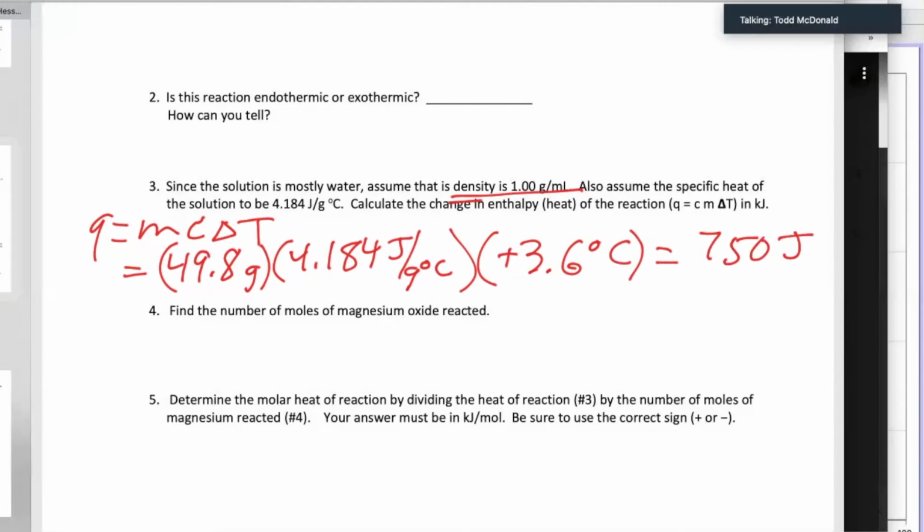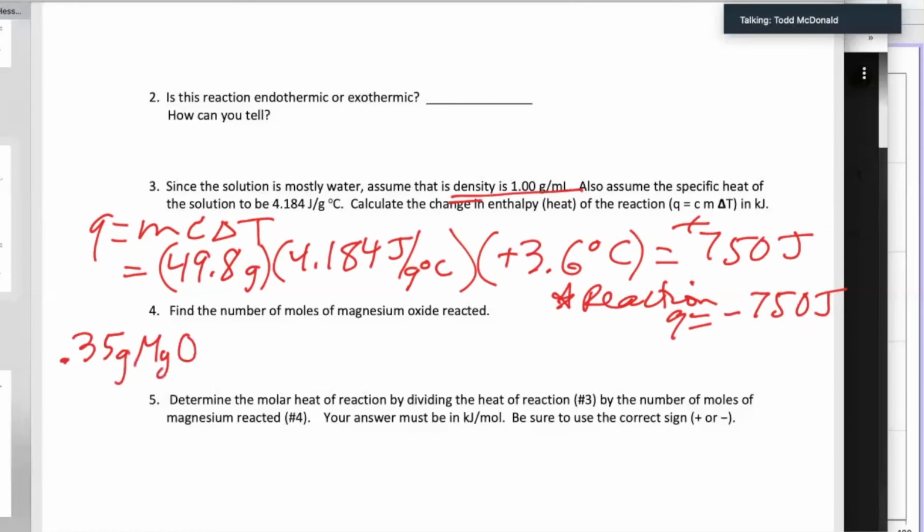However, from the perspective of the reaction, it's actually Q equals negative 750 joules, right? Because the water, or solution, was absorbing energy, so that is positive for the water. But from the perspective of the reaction, it's actually negative 750 joules, okay? All right, then the next step of the process, we're going to take our 0.35 grams of MgO and convert that to moles. So get rid of grams of MgO, go to moles of MgO.